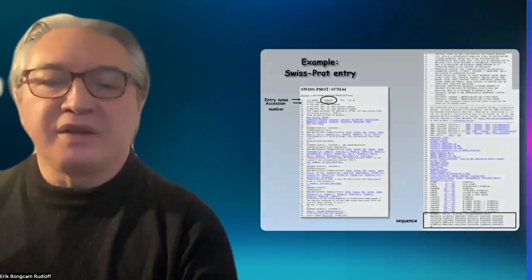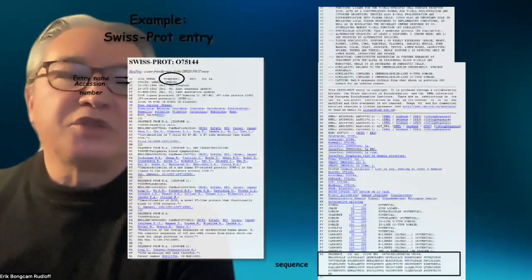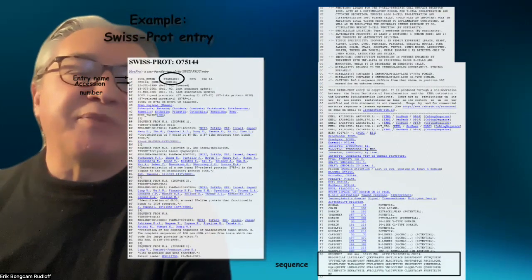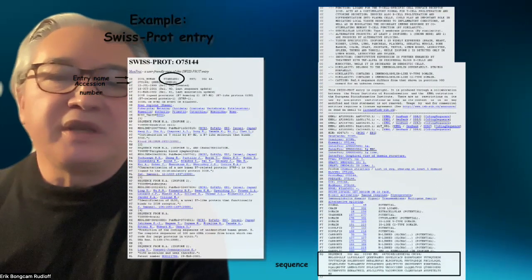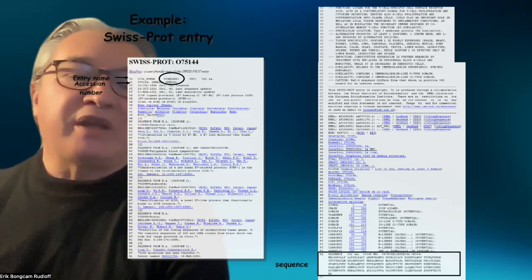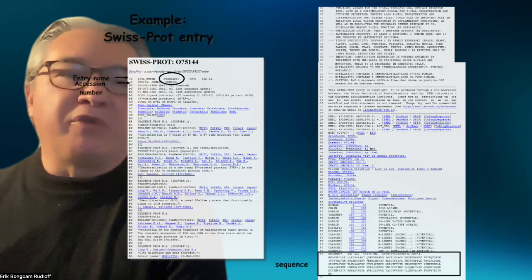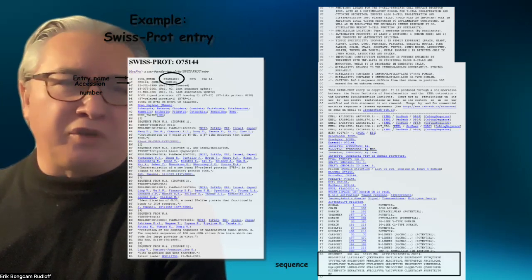This is the so-called SwissProt format. It is very, very similar to the EMBL format, and it's just the way it's organized. And as you can see again, it's really following the librarian's way of organizing things.